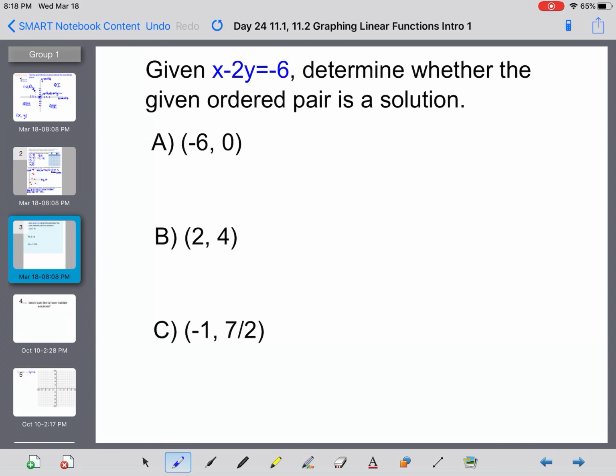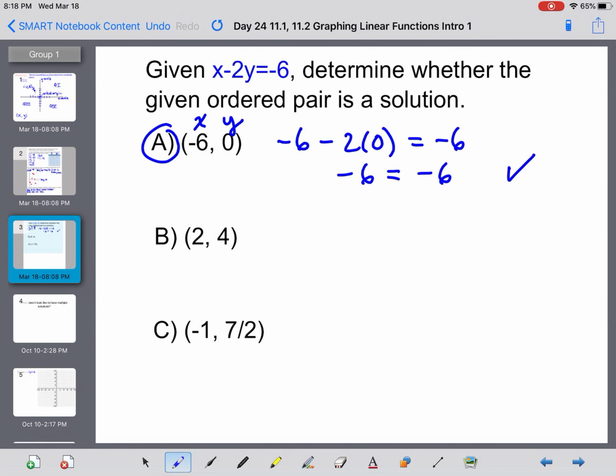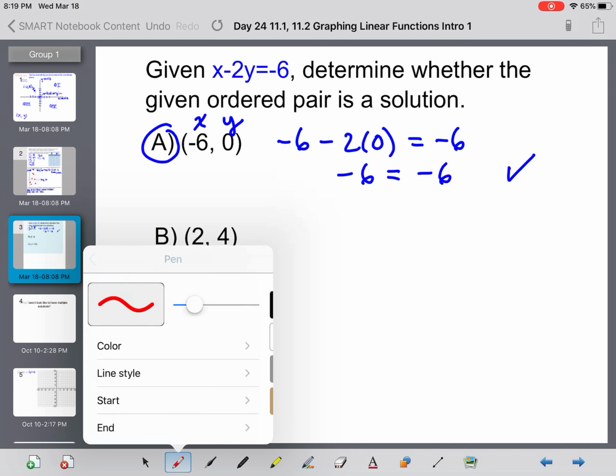So let's try. What I mean to see if something's a solution is if -6 is our x-coordinate and 0 is our y-coordinate, I want to see if I get a true statement. So wherever there's an x, I'm going to plug in -6. Wherever there's a y, I'm going to plug in 0, and I'm going to see what happens. Following the order of operations, -2 times 0 is 0, and -6 minus 0 is going to be -6. So my two sides are equal to each other. That tells me that -6, 0 is going to be a solution to the equation. Let's try the next one.